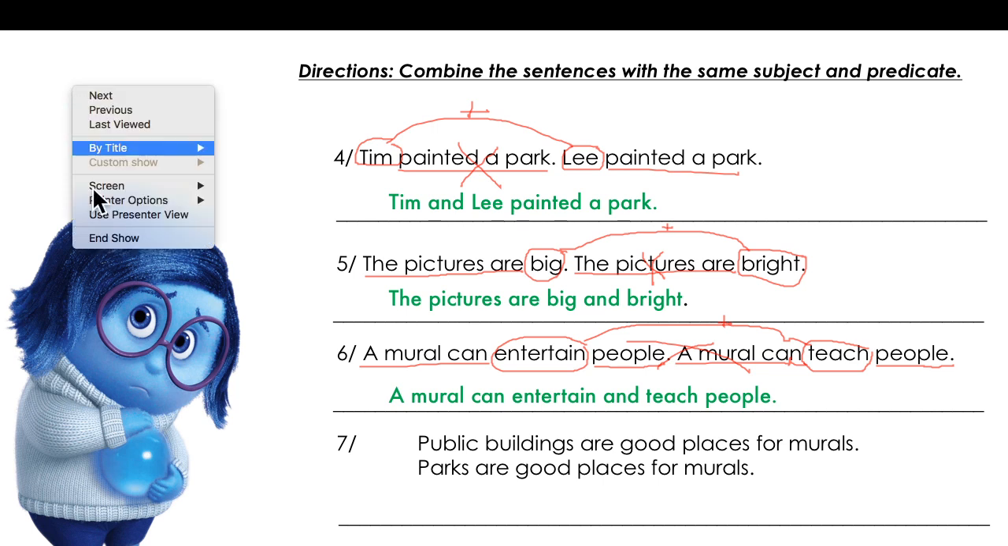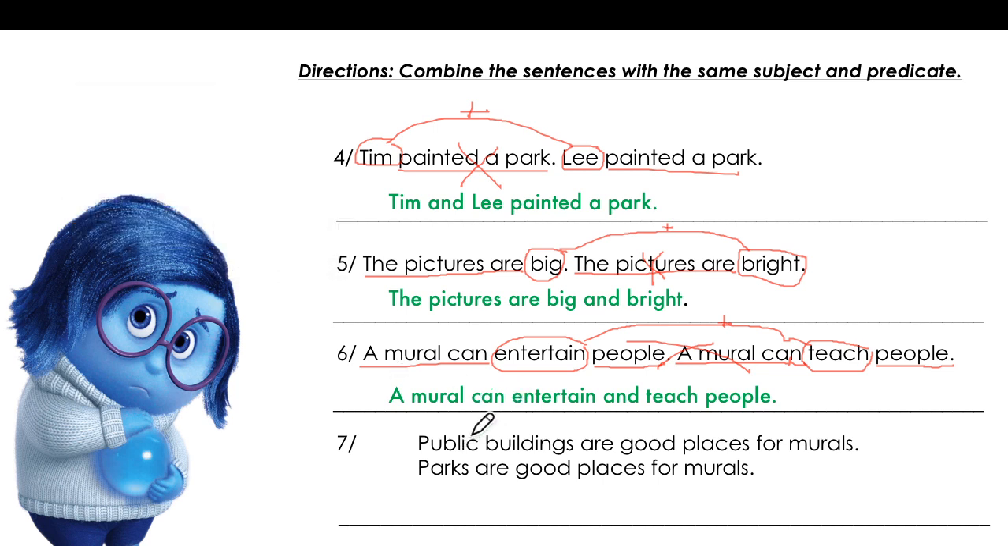And the last one. Public buildings are good places for murals. Parks are good places for murals. The words that are repeating are good places for murals. The words that are not repeating are public buildings and parks. We will join them together with the word and. But this part will disappear. This one will go away. So the sentence will be, public buildings and parks are good places for murals.